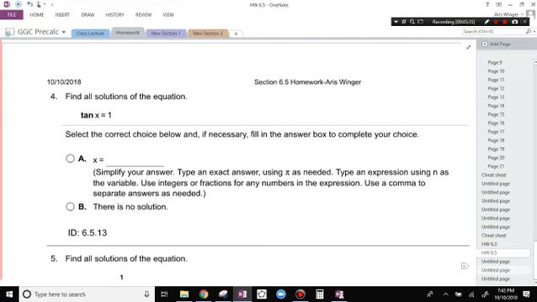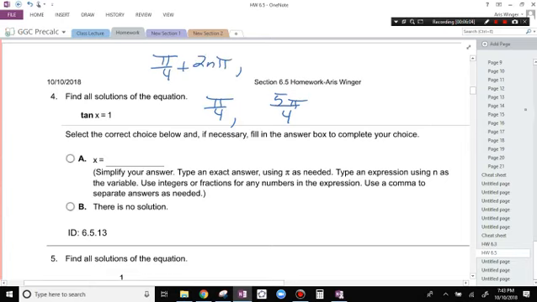Try that one. Where's the tangent of x equal to 1? This one's slightly different. So tangent of x is equal to 1. In other words, where are the x and y coordinates the same? Pi over 4 and 5 pi over 4. Now what's nice about this one is that we could write pi over 4 plus 2n pi, comma, 5 pi over 4 plus 2n pi, right?